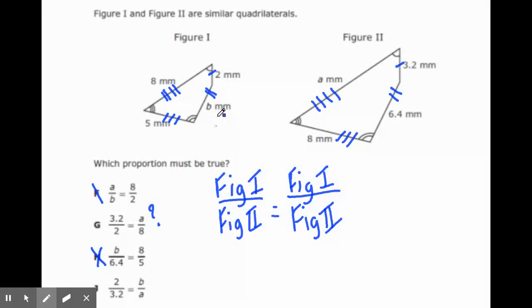Let's look at J. J says that 2 is corresponding to 3.2. That is true based on our congruency marks, and that equals B over A. B and A are not corresponding sides. B has 2 congruency marks and A has 4. Because they are not corresponding, we can go ahead and eliminate answer choice J, and then G would be our answer. And that's how we establish that the sides of similar figures are proportional.